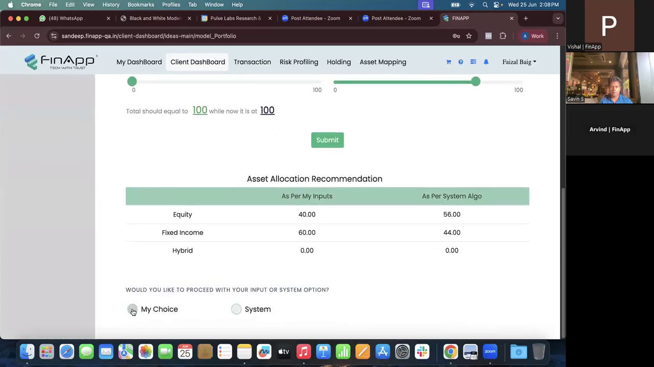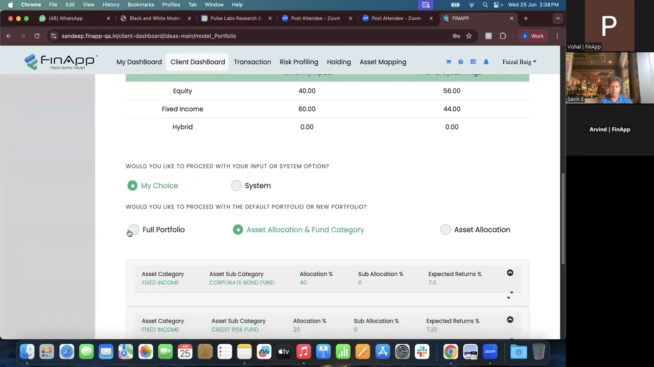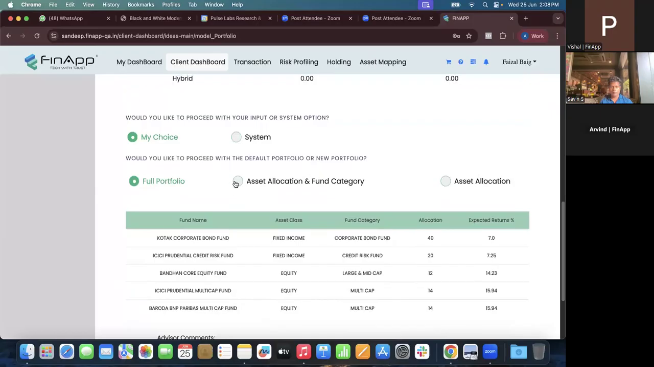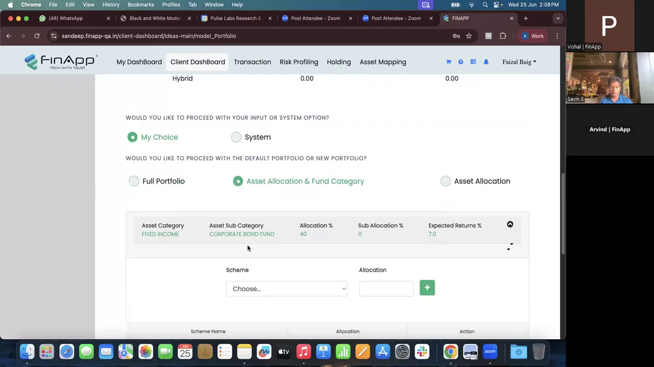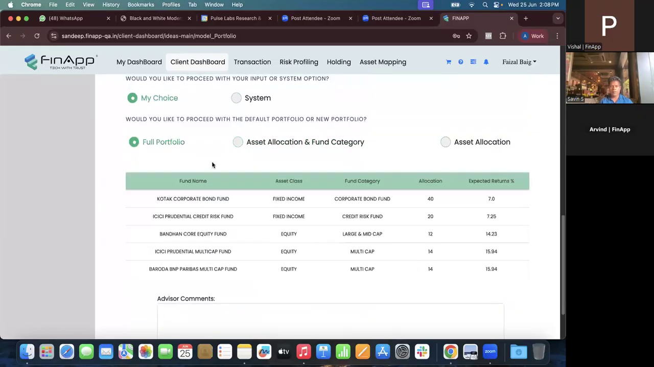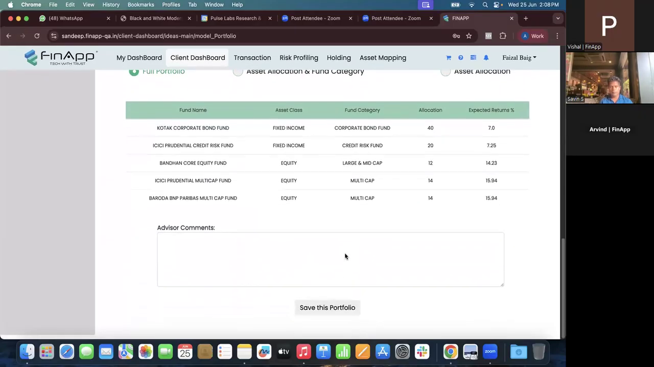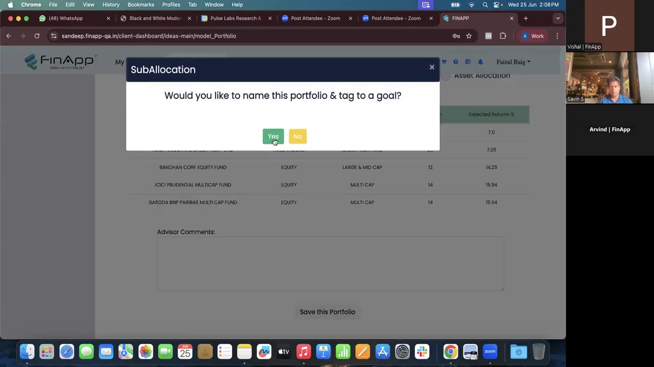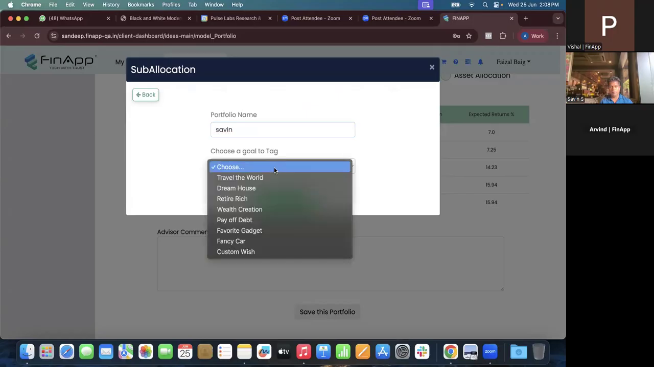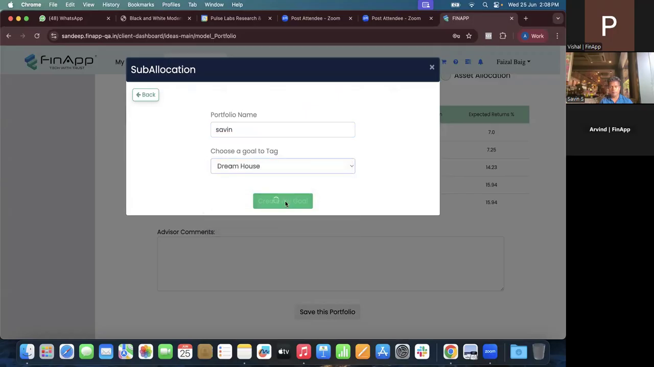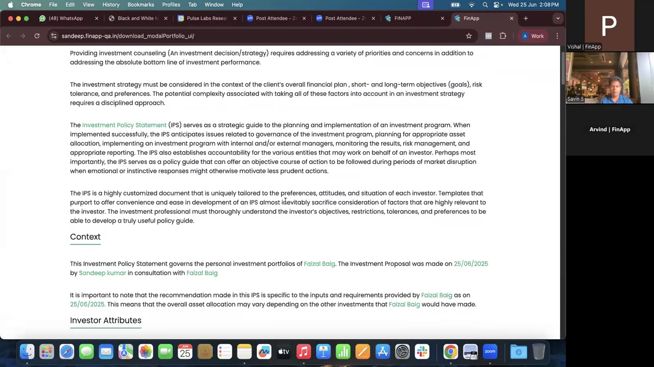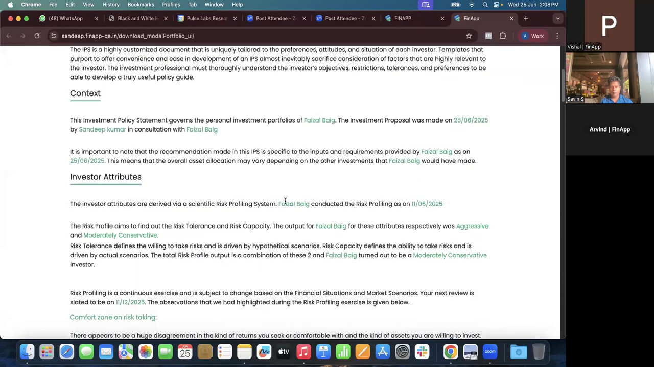Now what do we do? We give him a ready-made portfolio, or if you want to change it, then change. You choose your own path. You have both choices. If I save this portfolio and I give a goal, an investment policy statement is generated for the client to see.